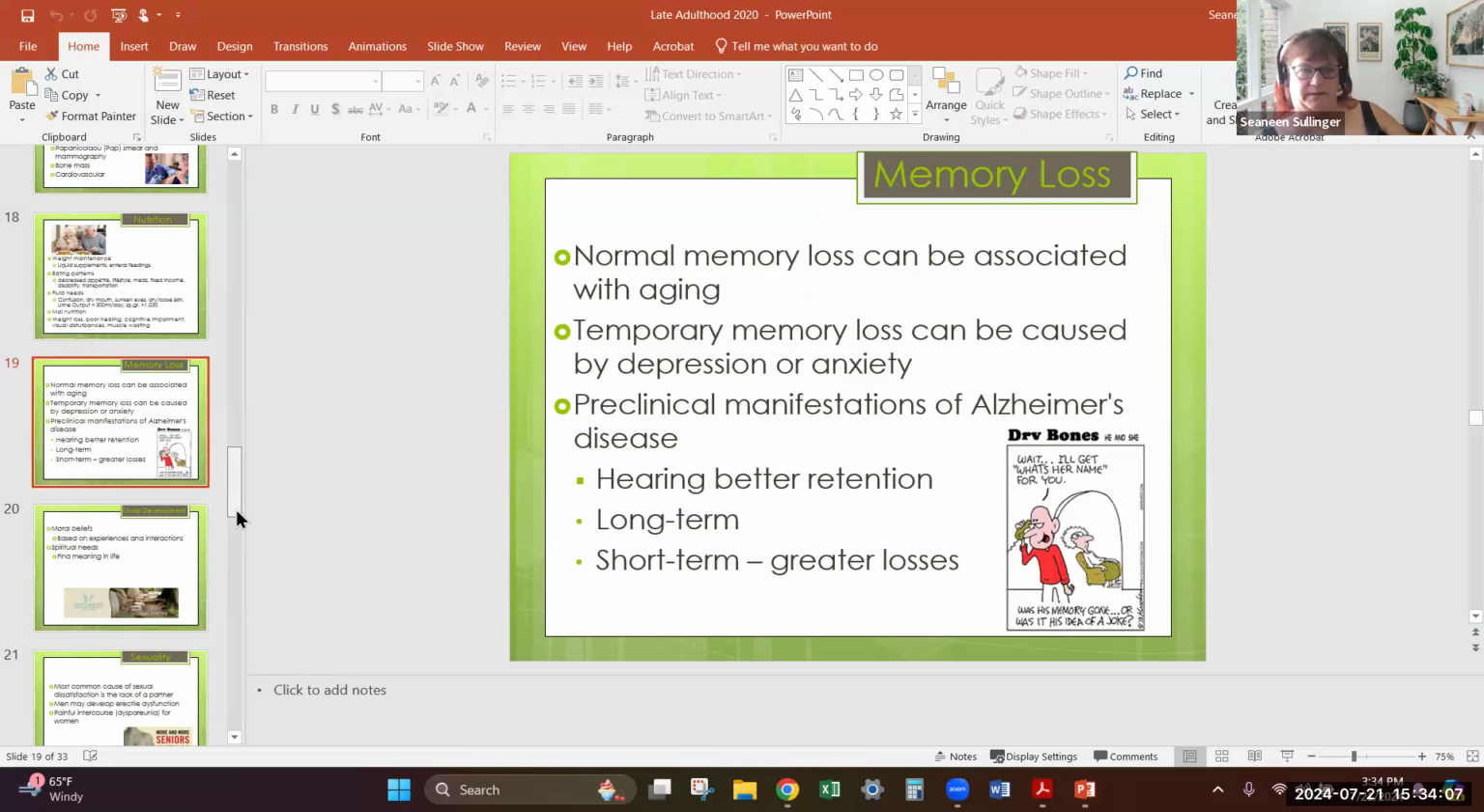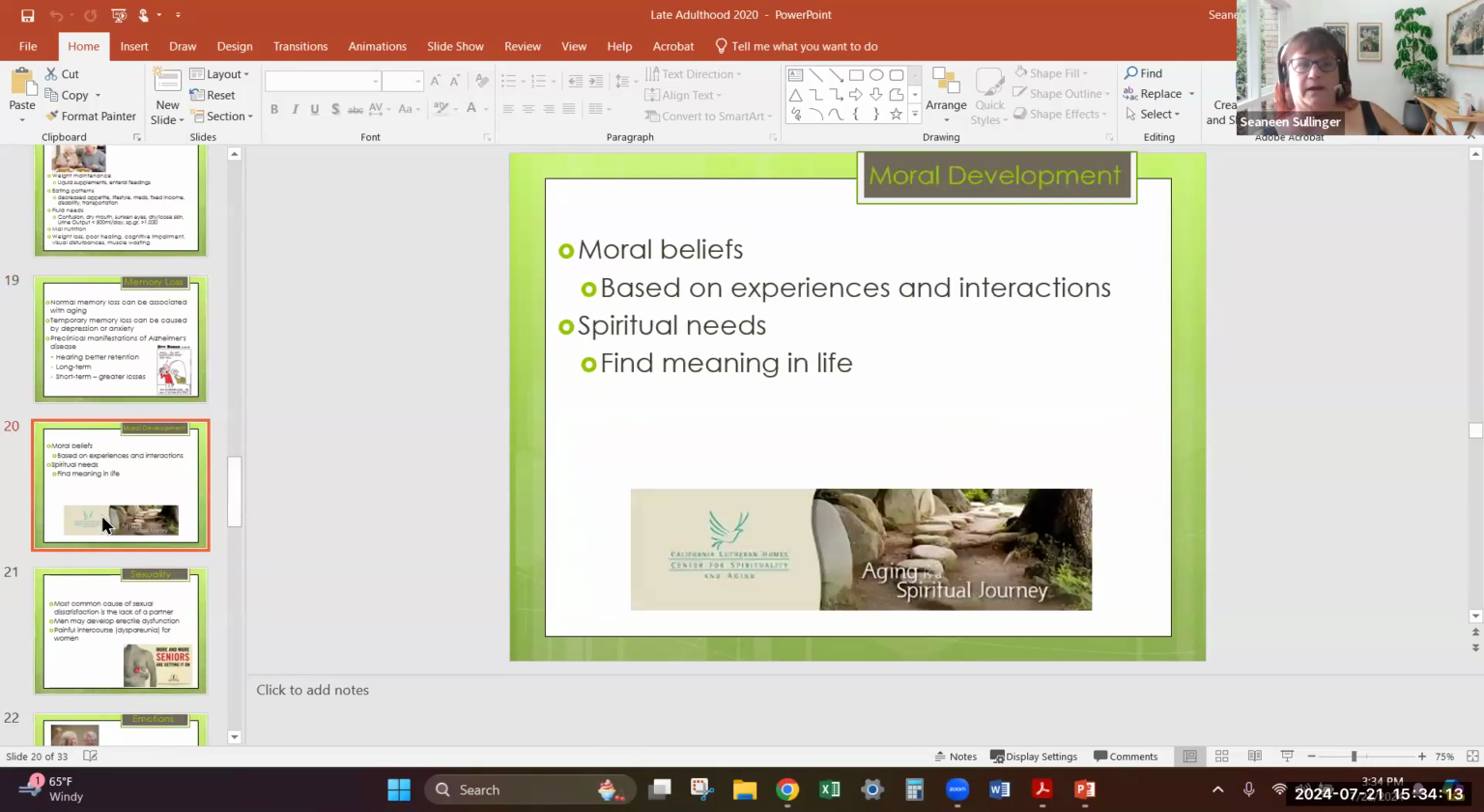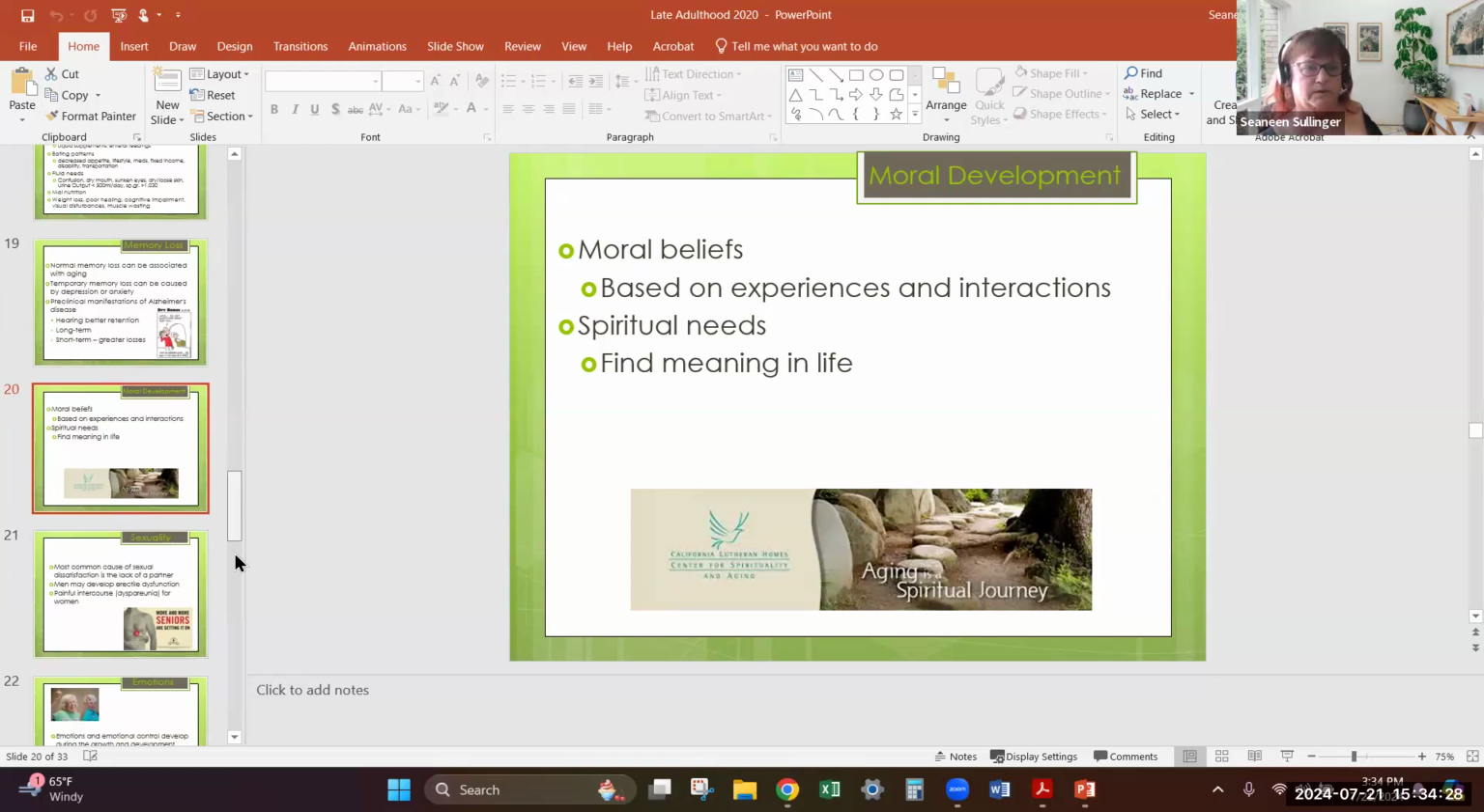Memory loss, we talked about dementia and Alzheimer's. Yep, we talked about that. And then, spiritual needs, moral beliefs, we talked about Kohlberg. Sometimes people find religion again.